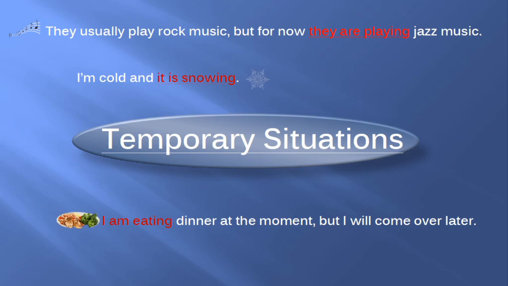Now the next sentence: I am eating dinner at the moment, but I will come over later. I am eating dinner would be the temporary situation, unless it's a buffet, I guess. And they have plans to come over to their friends' or their boyfriend's or girlfriend's house later and have some fun.